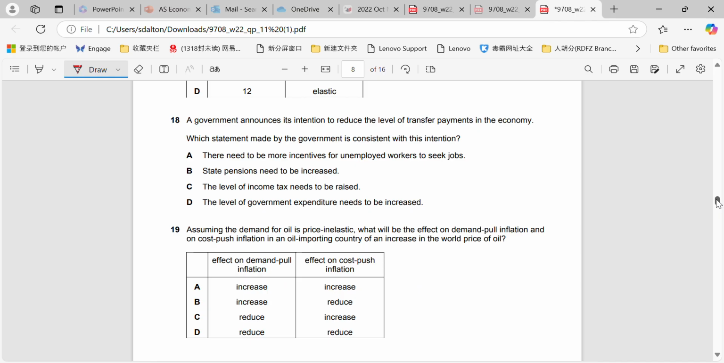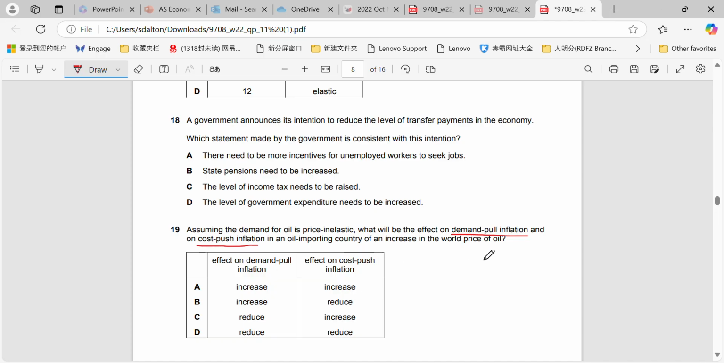Okay, 19. Assuming the demand for oil is price inelastic, what will be the effect on demand pull inflation and on cost push inflation in an oil importing country of an increase in the world price of oil? Right, so effect on demand pull and effect on cost push. If we're an oil importing country and the price of oil increases, then very simply what is going to happen is that that will increase our cost of production, because we're still going to have to import oil in order to make goods and services.